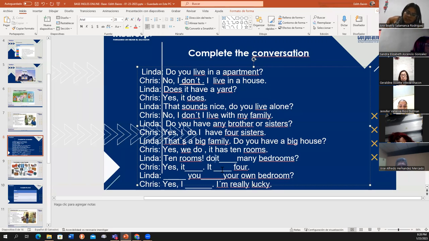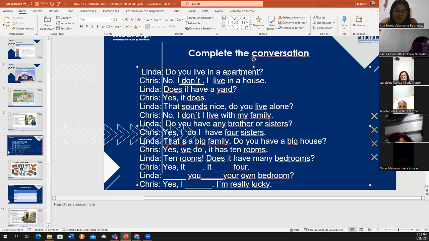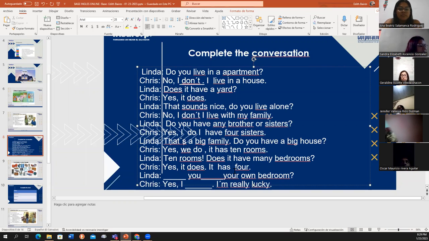Does it have many bedrooms? Yes, it does. It has four. Uh-huh. It has. Recuérdense que el have en has es tener, right? En este caso estamos hablando de la casa, que cuántos cuartos tiene. Por eso es it has four, okay?